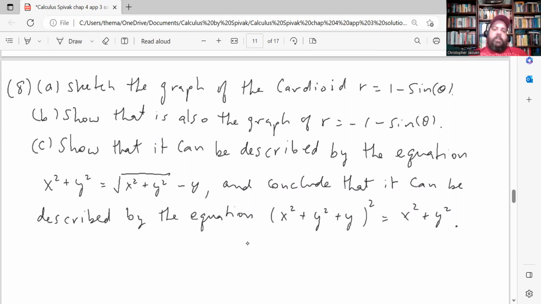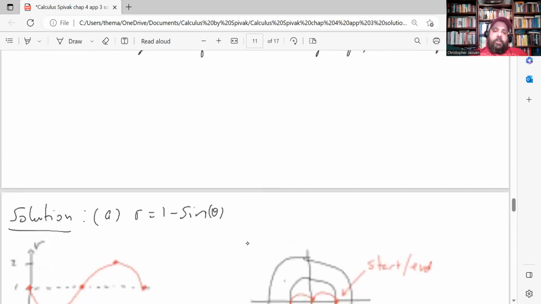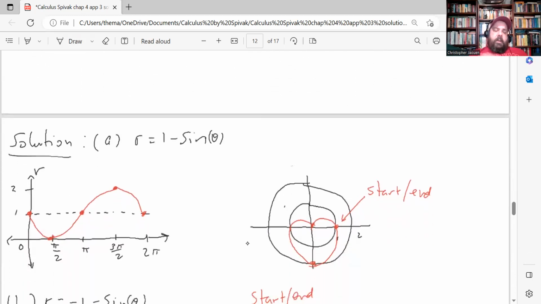So first, he wants us to sketch the graph of the cardioid r equals 1 minus sine theta, which I did down here. And if you remember from the appendix summary that I did, I explained how I like to graph polar curves. I first like to graph the equation in rectangular coordinates, and then I use that to figure out what the polar graph looks like. So that's what I did here. Something to note is that the graph starts and ends here for this equation, if you start at 0.